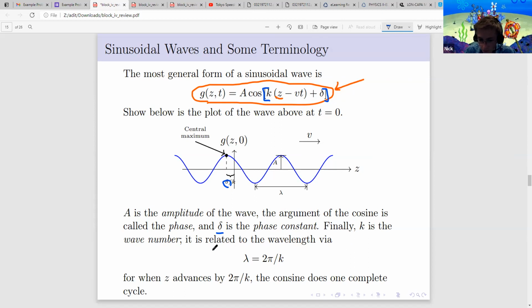And finally, k is the wave number. It's related to the wavelength via this equation. And the way I like to remember it is when z moves over by 2 pi over k, the cosine does 1 complete cycle.